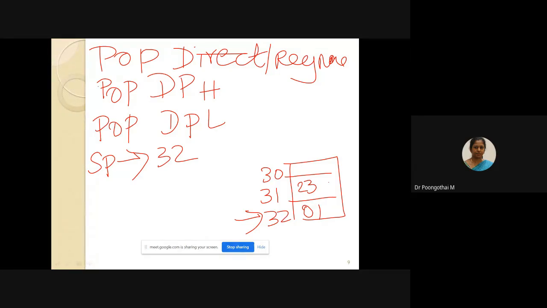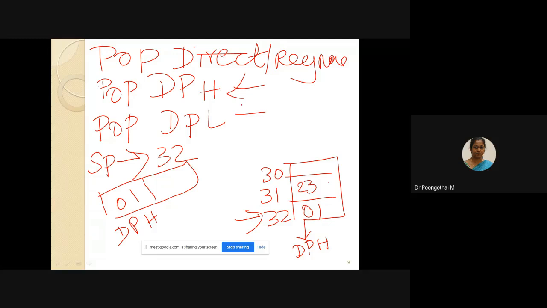Okay, first get the data. So 32 holds 01. So this value is popped into DPH. That is copied into DPH. After execution, your DPH holds 01. So now your first instruction is executed.